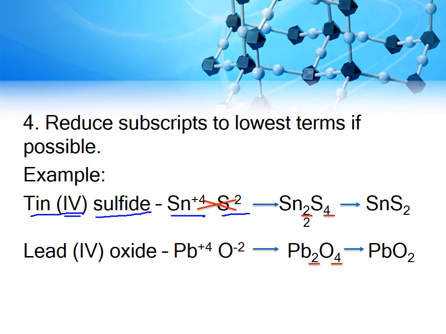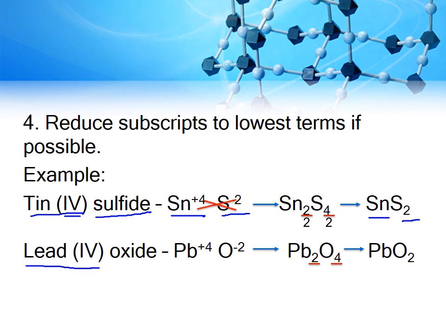Notice that both 2 and 4 are divisible by 2. So therefore, 2 divided by 2 is 1, and that is Sn. And then 4 divided by 2, that is 2. So the correct formula now of tin 4 sulfide is SnS2.